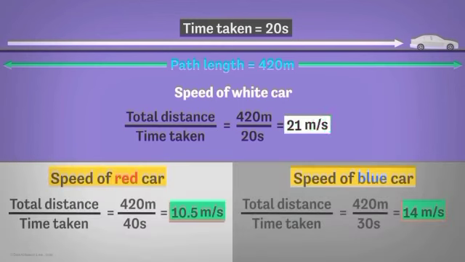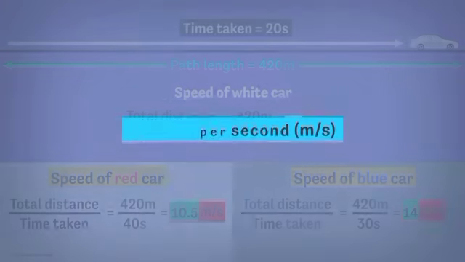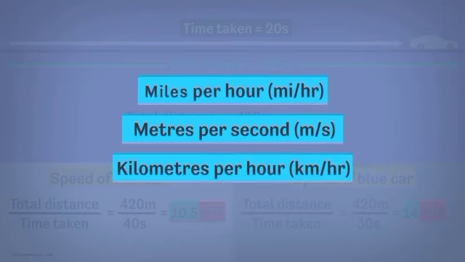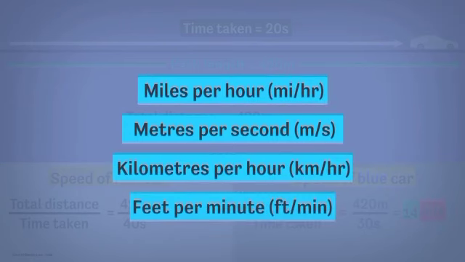Now I want to look at its units. Meter per second is one of the units of speed. There are many such units of speed that you must be aware of, for example, kilometer per hour, miles per hour, feet per minute, and so on.